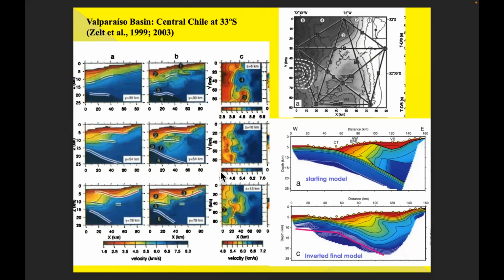Valparaiso, this is a 3D seismic experiment. This is the geometry, and these are the results of Kopp and Sell, 1999, 2003. Here we have the oceanic crust subducting, the Valparaiso forearc basin here, and the accretionary prism. This is the inverted 3D tomography, and in the slices you can see different depths. This is one example, I'll show you one more.